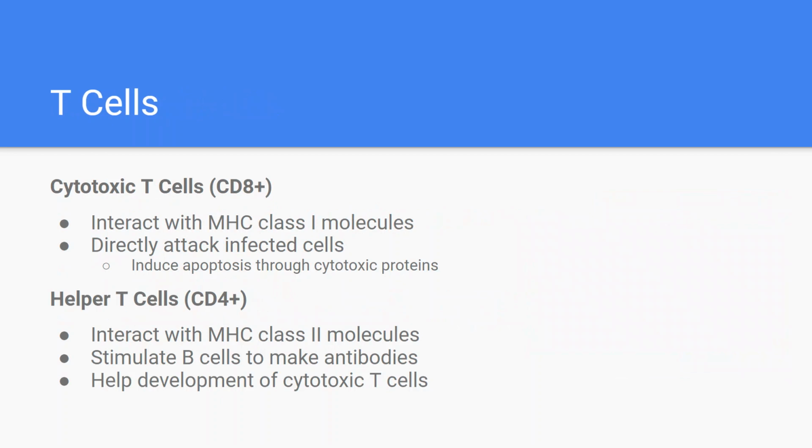On the other hand, helper T cells interact with the MHC class 2 molecules. Helper T cells help to stimulate B cells to make antibodies and also aid the development of cytotoxic T cells.